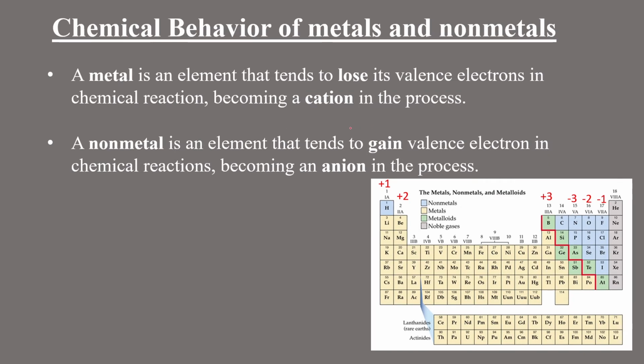So this will lead us to the chemical behavior of metals and non-metals. A metal is an element that tends to lose its valence electron and become a cation in the process. A non-metal is an element that tends to gain electron and become an anion in the process. Now let's look at these elements in the periodic table.